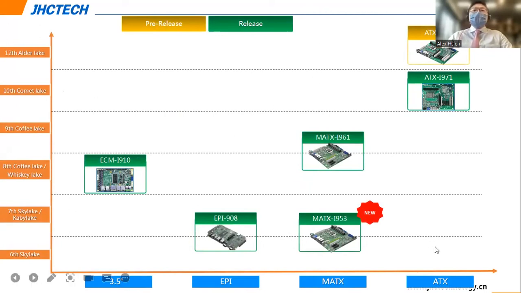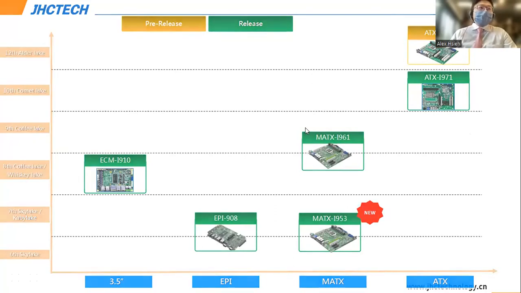For new products, we have the mATX i953, so you can see here the 2 new ones, and another one is the ATX i980. Okay, so you can see this roadmap. We have 4 kinds of motherboard size, and we have different CPU generation solutions. It is very easy to understand. But for the mATX i961, as you can see here, this one.